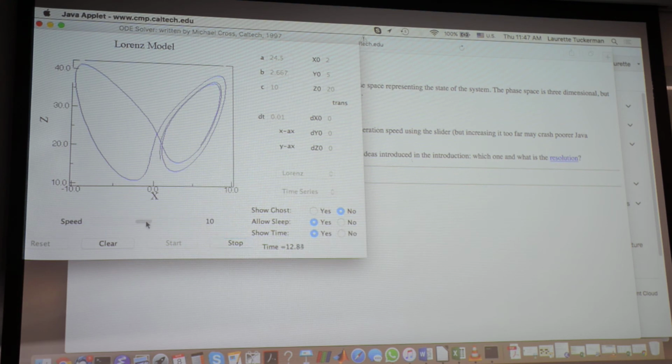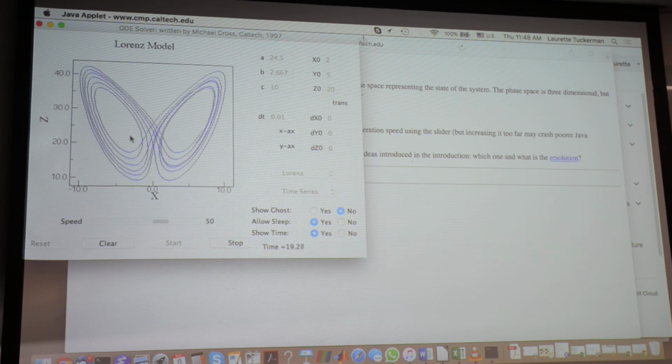Let's make it go faster. There. So that's this really sensitive area where it decides which way to go. Sometimes it keeps going several times around, and now it's switched. Physically, what is happening? In fact, not much is happening.